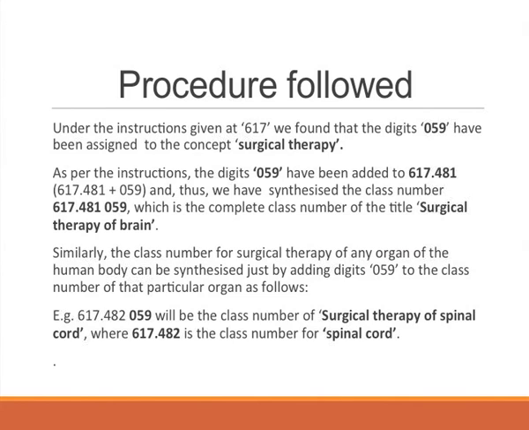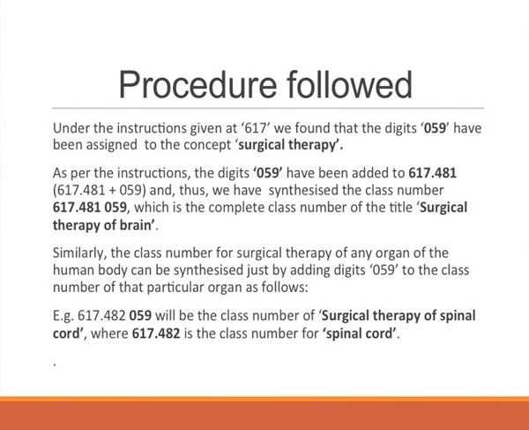So, we follow these and go to 617, under the heading 617 surgery and related topics. We have been given some common instructions which are applicable to each subdivision of 617 which has been identified by a star. We have added the digit 059 from there. Under those instructions, the digit 059 has been assigned to the concept surgical therapy. So, we take these digits and add them to our base number for brains, that is 617.481. The complete class number of our title has been synthesized as 617.481 plus 059, so directly our complete number 617.481059 is the complete class number of the title surgical therapy of brains.